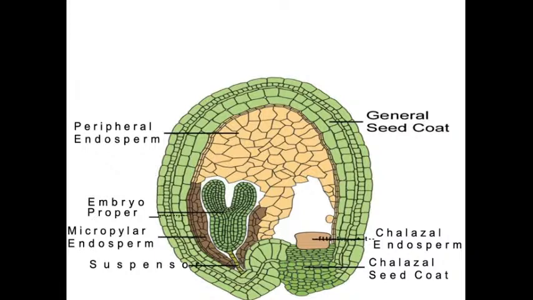So here you can see very nicely showing you the chalazal endosperm, then the chalazal seed coat. These are your suspensor. Then comes your micropylar endosperm on this side. This is your embryo proper, and outside it, this one is the peripheral endosperm. This is the general seed coat. So that's how the general anatomy of the embryo looks.